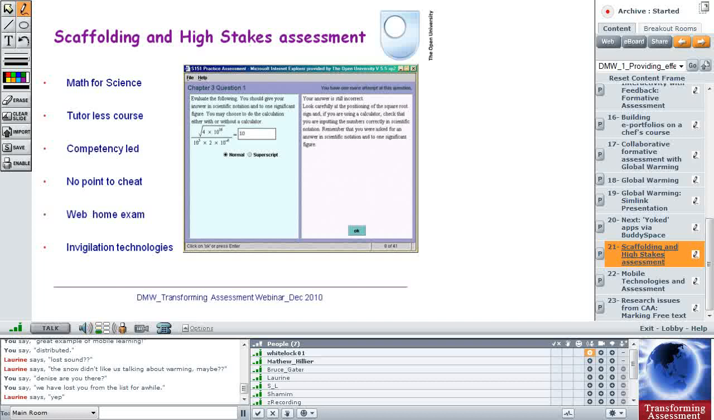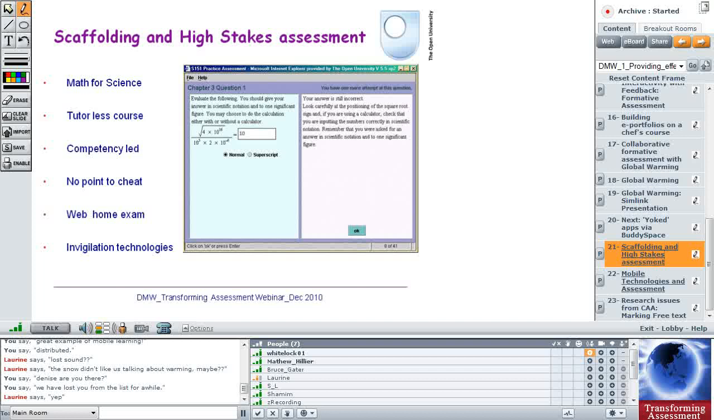It's competency-led. And we said that we would give students 3 goes at answering the question in the final examination and in their practice scenarios. And we would give them some feedback. So you'd only get maximum marks if you answered the first time correctly. And marks would be deducted for how much help you received. This was quite difficult to get through our exam boards, but we said there's no point to cheat here. It's a web home exam.